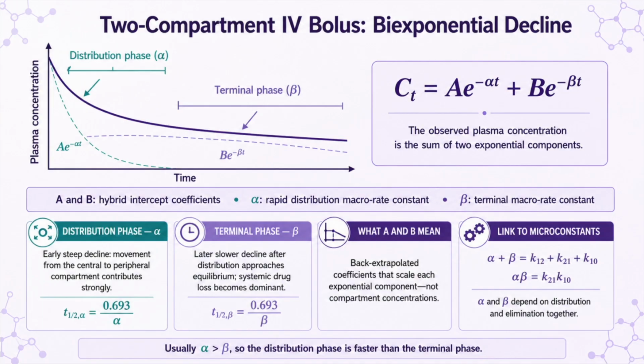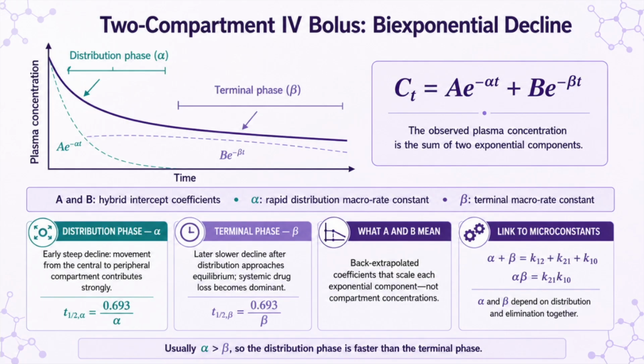After an IV bolus in a two-compartment model, plasma concentration is described by a biexponential equation. C at time t equals A multiplied by e to the power of minus alpha t plus B multiplied by e to the power of minus beta t. The observed concentration is therefore the sum of two exponential components. Alpha describes the faster macro-rate constant associated with the early distribution phase. During this phase, plasma concentration falls steeply because drug is both being eliminated and moving from the central compartment into the peripheral tissues. Its distribution half-life is 0.693 divided by alpha.